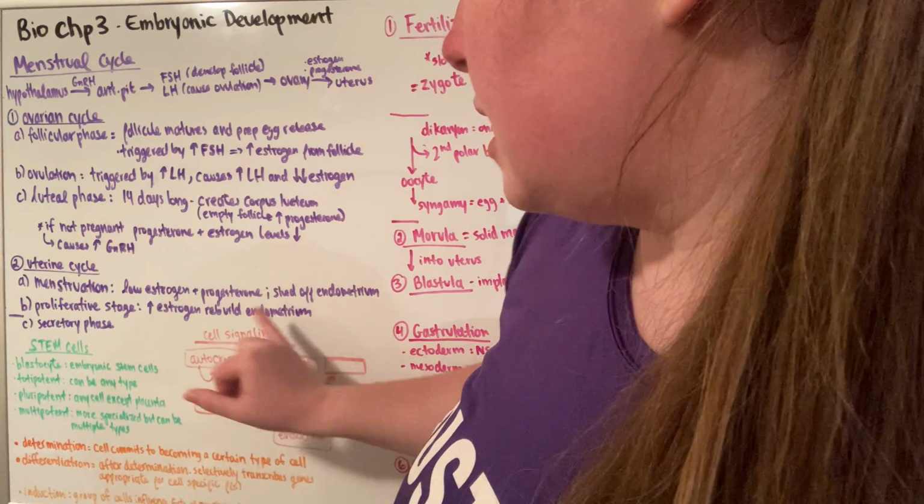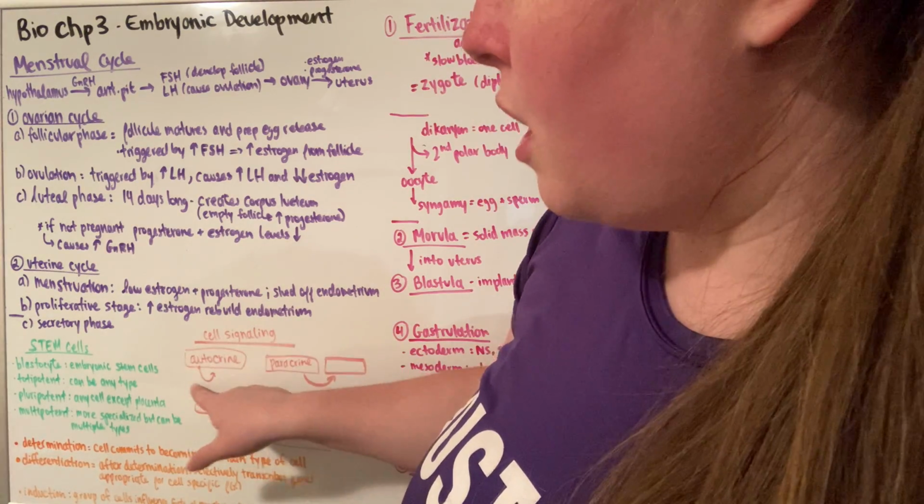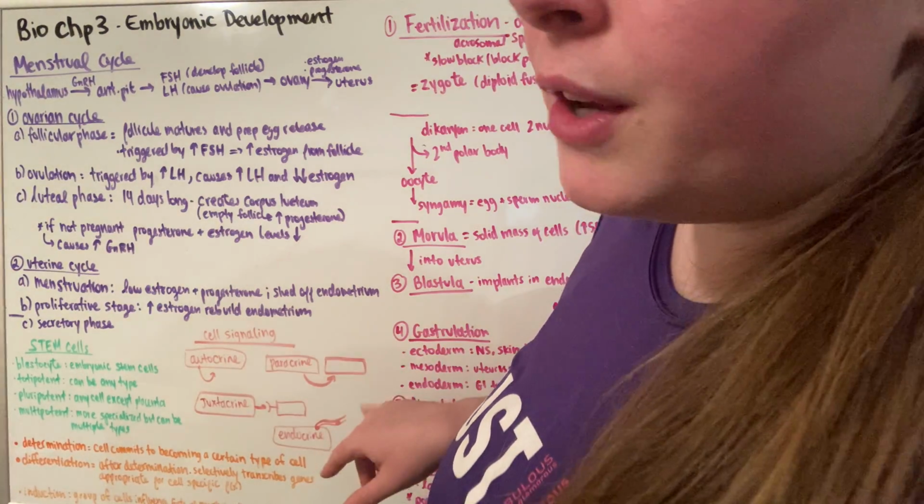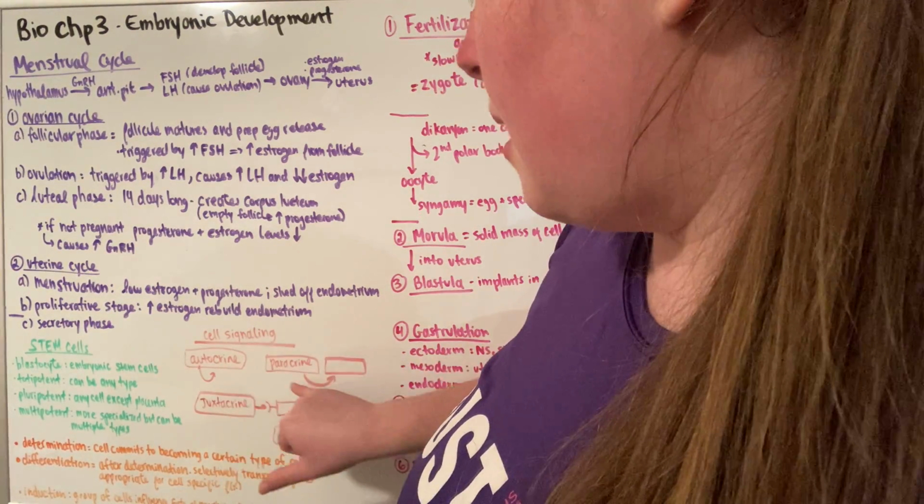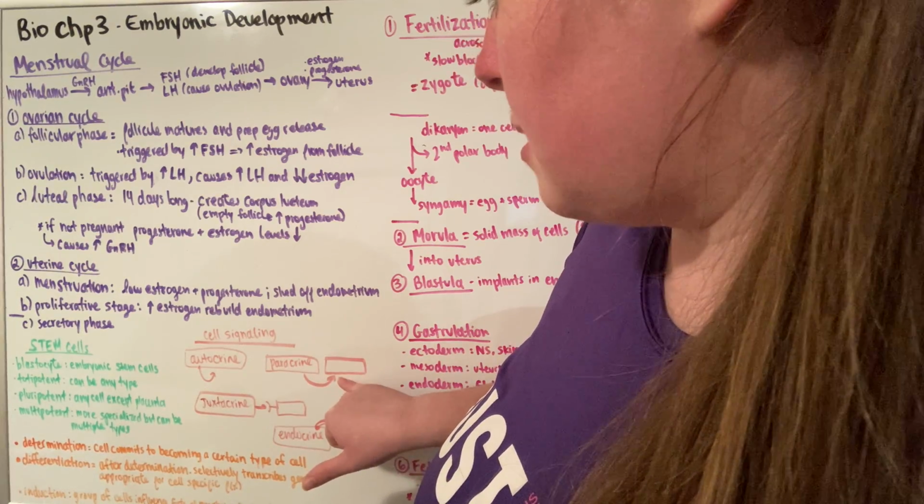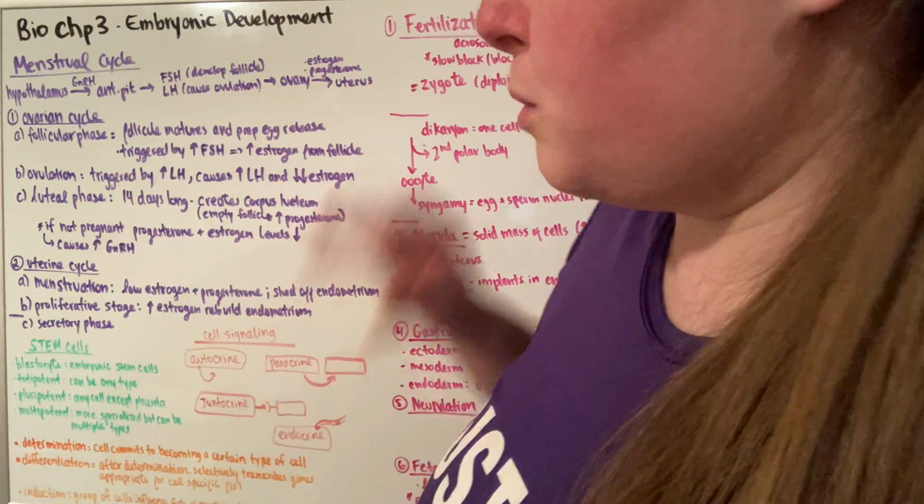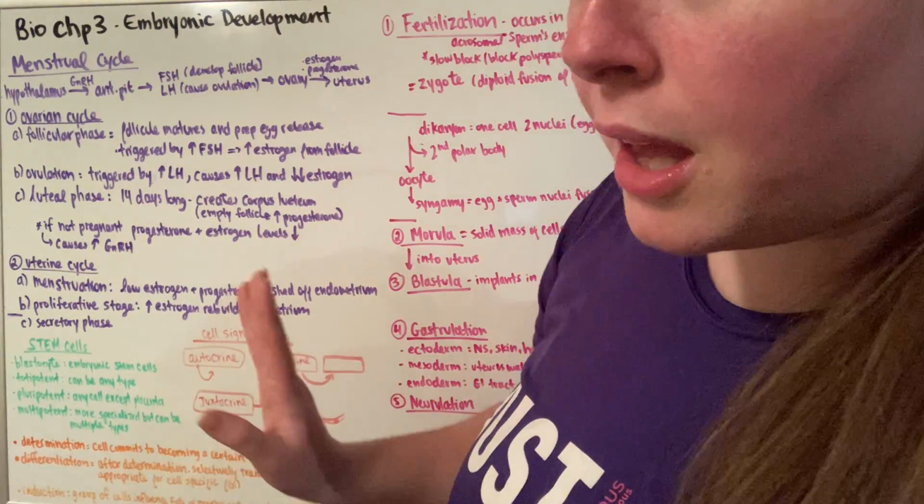Another important thing is just cell signaling here. So we have autocrine, which is, these drawings kind of help a little bit. So we have autocrine, paracrine, which is signaling something else, juxtacrine, and endocrine. Those are the types of cell signaling that was briefly mentioned in this chapter as well.